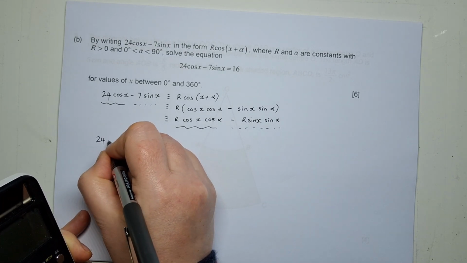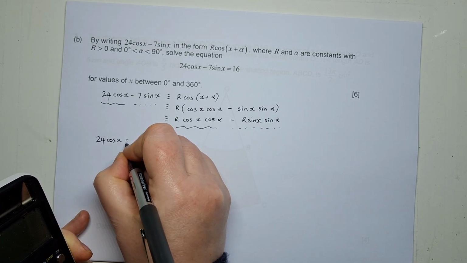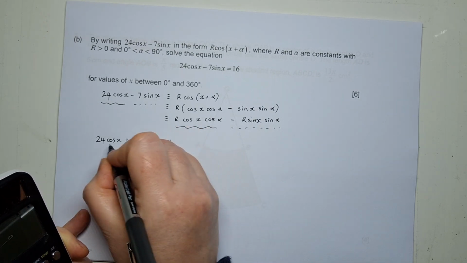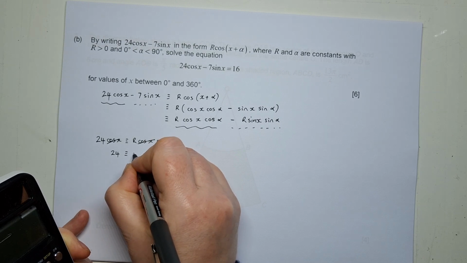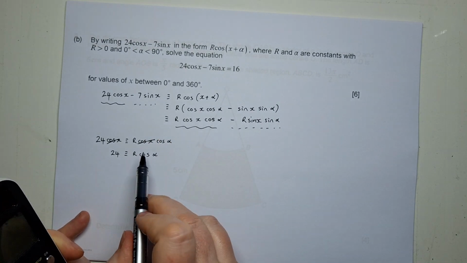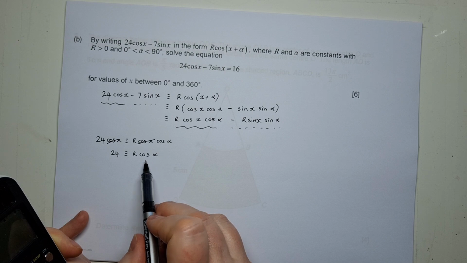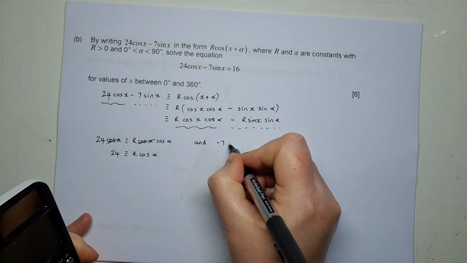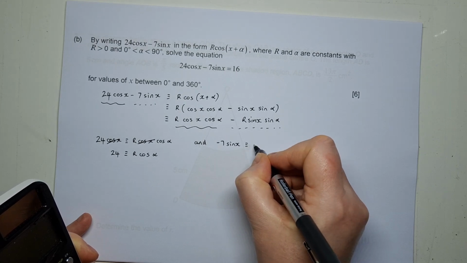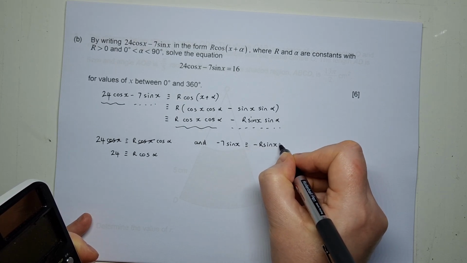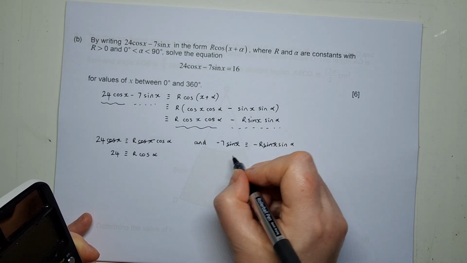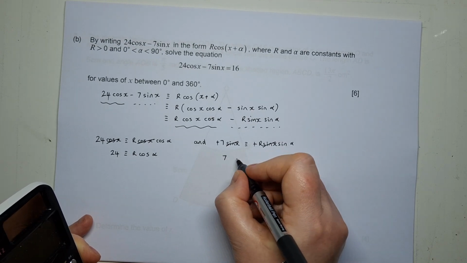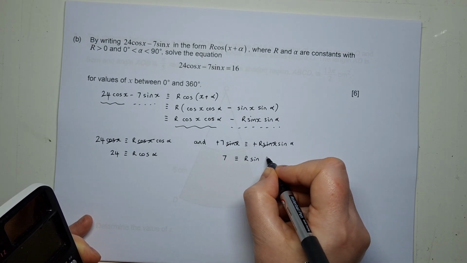So we're going to say that 24 cos x is the same as r cos x cos alpha. And I can cancel out my cos x and just say that 24 is r cos alpha. So you don't really need to write the line above, you can just write 24 is r cos alpha. And the other equation we can write is minus 7 sine x is the same as minus r sine x sine alpha. Cancel out the sine x's, and you can cancel out the minus to make a plus as well. So you can write down that 7 is r sine alpha.